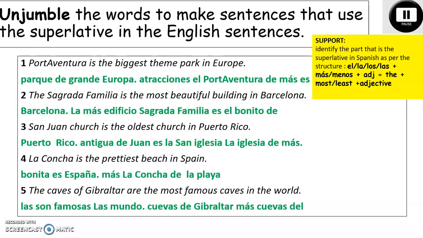Okay, so let's have another pause and unjumble the words to make sentences that use the superlative in the English sentences. Here I've got to give you support, just reminded you of the structure. But if we see, the biggest clue is the English that you got to translate by unjumbling the Spanish. For example, the first one, Portaventura is the biggest theme park in Europe, would become Portaventura es el parque de atracciones más grande de Europa. Pause the presentation to do the exercise.